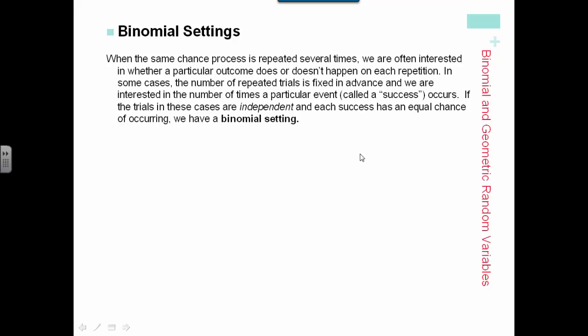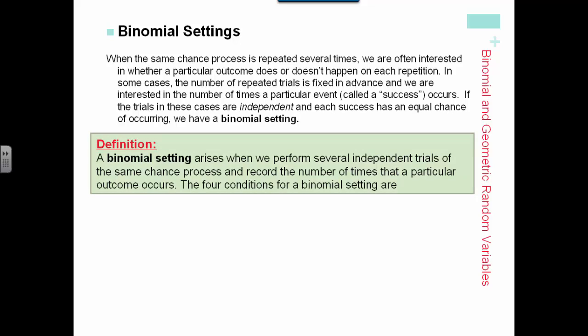When the same chance process is repeated several times, we are often interested in whether a particular outcome does or doesn't happen on each repetition. In some cases, the number of repeated trials is fixed in advance, and we are interested in the number of times a particular event, called a success, occurs. If the trials in these cases are independent, and each success has an equal chance of occurring, we have a binomial setting. A binomial setting arises when we perform several independent trials of the same chance process, and record the number of times a particular outcome occurs.